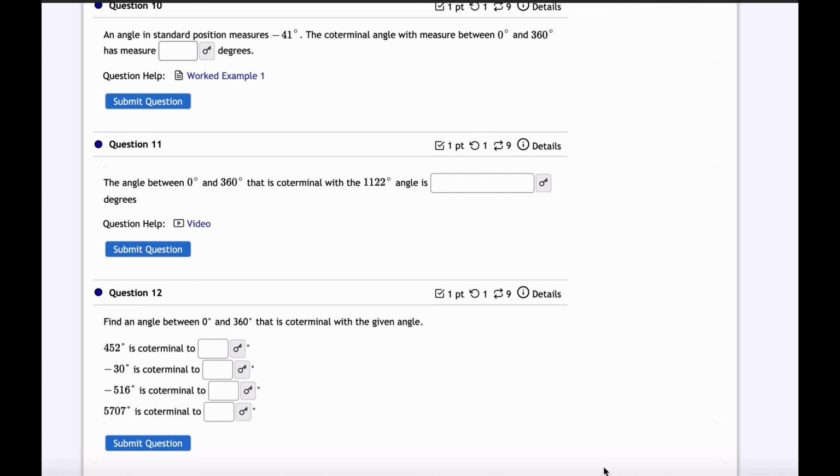Definitely not the most exciting homework in the world, but hopefully it's fairly straightforward and easy for you to get through.